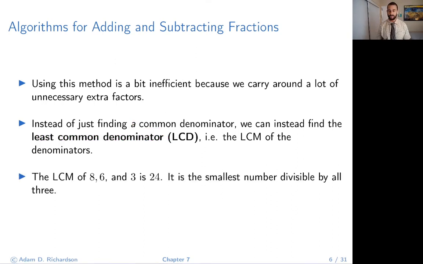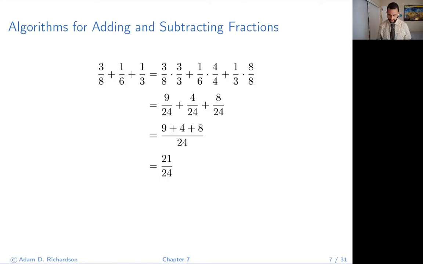So the least common multiple of 8, 6, and 3 is 24. That's the smallest number that's divisible by all three, 8, 6, and 3, right? 24 is divisible by 8, it's divisible by 6, and it's divisible by 3. So if we make the pieces that size, it'll be divisible by all three of those numbers. So let's do that. It's the same process as before, except now the clever ones that we're multiplying by don't have extra factors that they don't need.